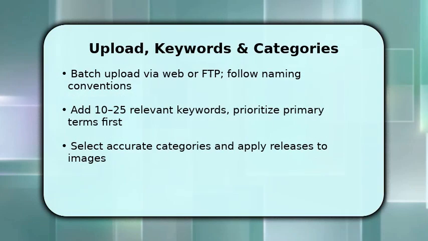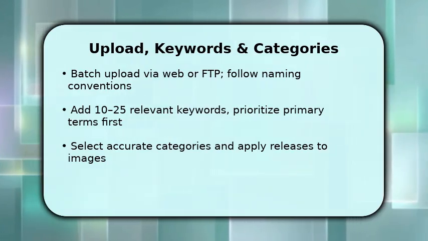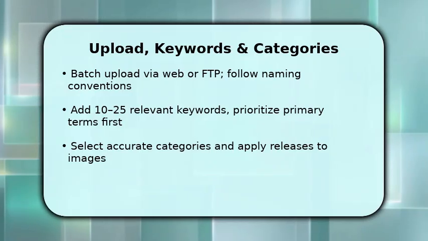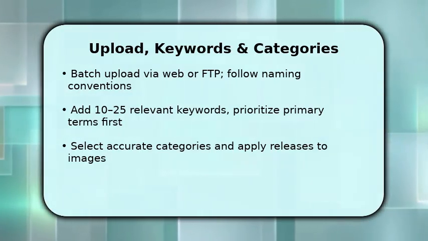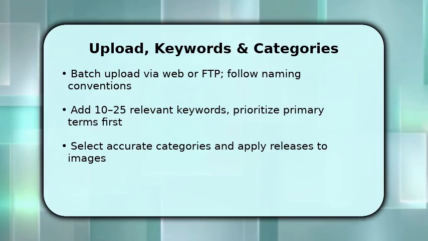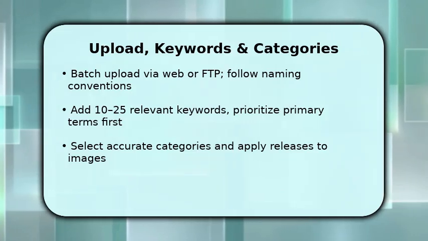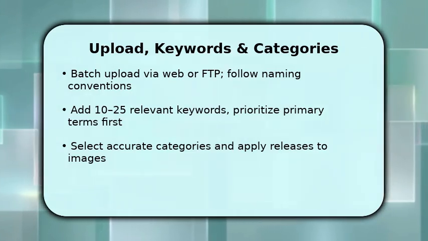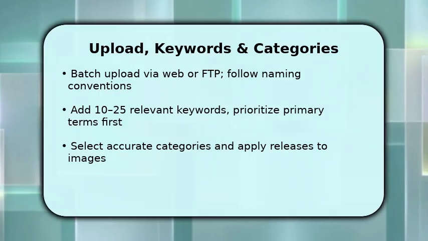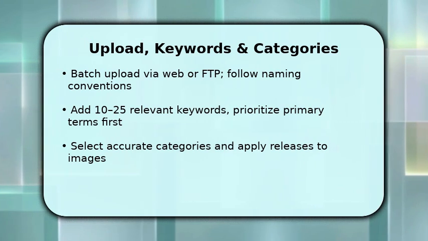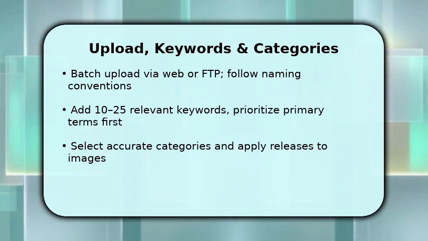You now upload using Adobe's Web Uploader or FTP for large batches. Keep file names consistent to track versions. After upload, add 10 to 25 relevant keywords per image, placing the most important search terms first so Adobe's algorithm weighs them higher. Then choose precise categories and subcategories to increase discoverability. Make sure releases are properly attached to each applicable image and double-check metadata for typos. Accurate keywords and categories directly affect how buyers find and license your work.